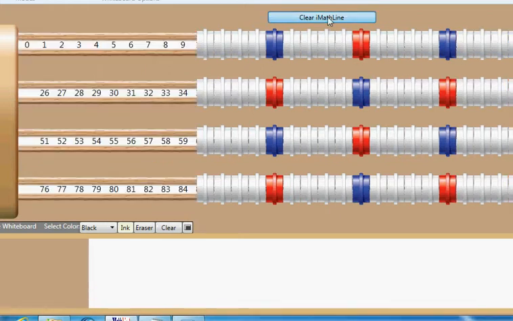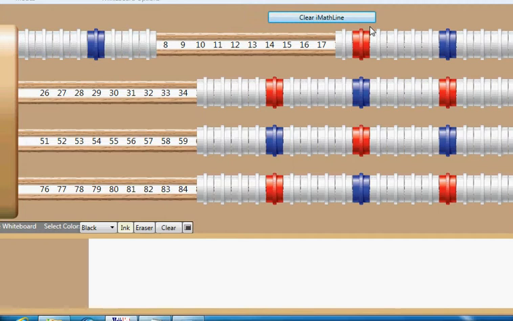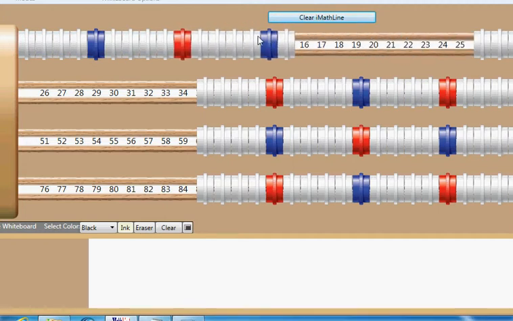Another example, let's say we're multiplying by 8s. So we want to start out counting by 8s, and we're going to just multiply up. 1, 2, 3, 4, 5, 6, 7, 8, one group of 8. 1, 2, 3, 4, 5, 6, 7, 8. There's two groups of 8.